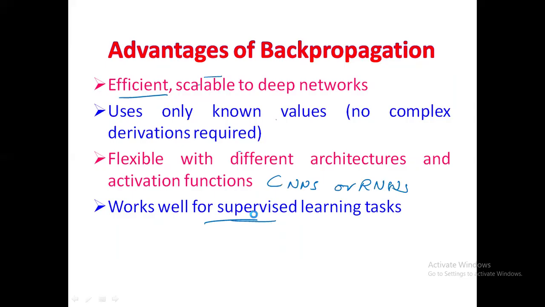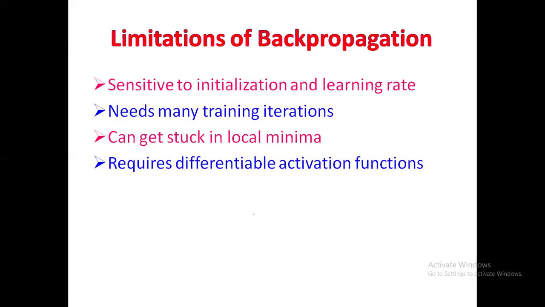Even though it has advantages, it has some limitations too. Despite its strength, backpropagation has several limitations. It is sensitive to the choice of weight initialization and learning rate, which can significantly affect training performance. It also requires many iterations, that is epochs, to converge to a good solution. Backpropagation can get trapped in local minima and saddle points, especially in deep networks. Moreover, it requires that all activation functions be differentiable, which limits the choice of nonlinearities.